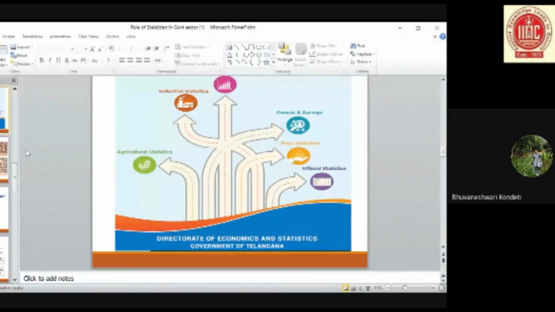Again, for drought assessment and all, this rainfall statistics is necessary. Similarly, price statistics. Day by day, the prices of every commodity are increasing, so the standard of living also increases. Based on that, the salaries should also be hiked, right?